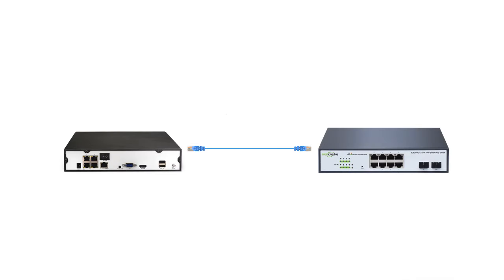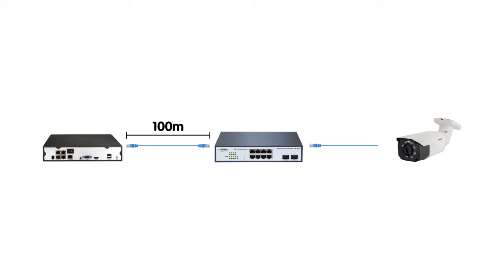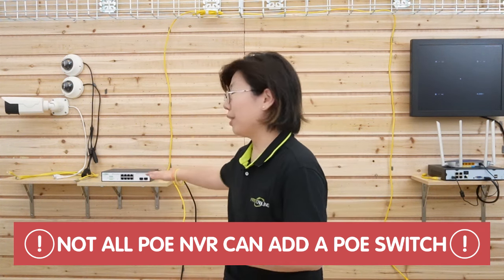Now, I'm going to place it right here. And remember, PoE technology can have up to 100 meters distance. So from the PoE NVR to the PoE switch, we have 100 meters. And also from the PoE switch to the edge devices, we have another 100 meters. So the total distance is 200 meters. But one thing you should keep in mind, not all PoE NVRs support adding a PoE switch. And I'll talk about how to verify if your PoE NVR can add a PoE switch to get more PoE ports after our connection.